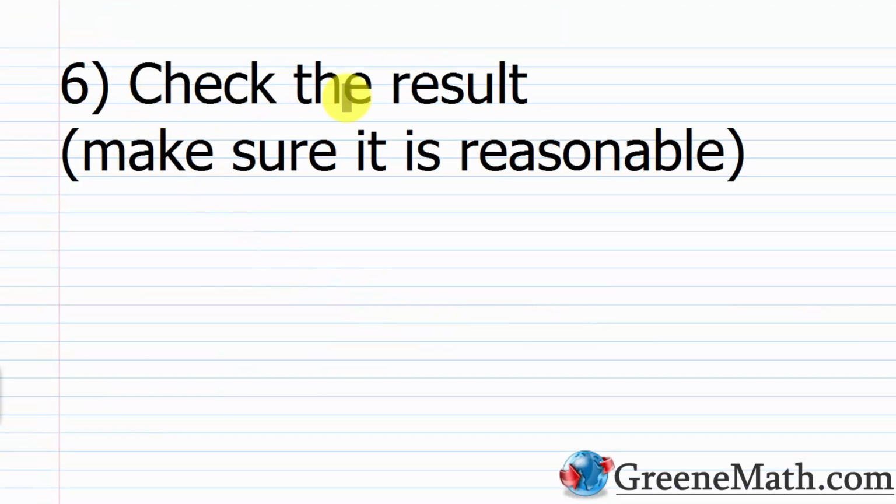Then lastly, we want to check the result and make sure it's reasonable. So for example, if you're asked how many people are on a train and you get an answer of 24.65, you're probably wrong, right? Because there's not 0.65 of a person. So you're looking for a nice whole number. Or let's say they ask how many people are on a train and you get -7. Well, that doesn't make any sense. So when you're solving word problems, you need to make sure that your answer is reasonable. If it's not, you probably made a mistake.